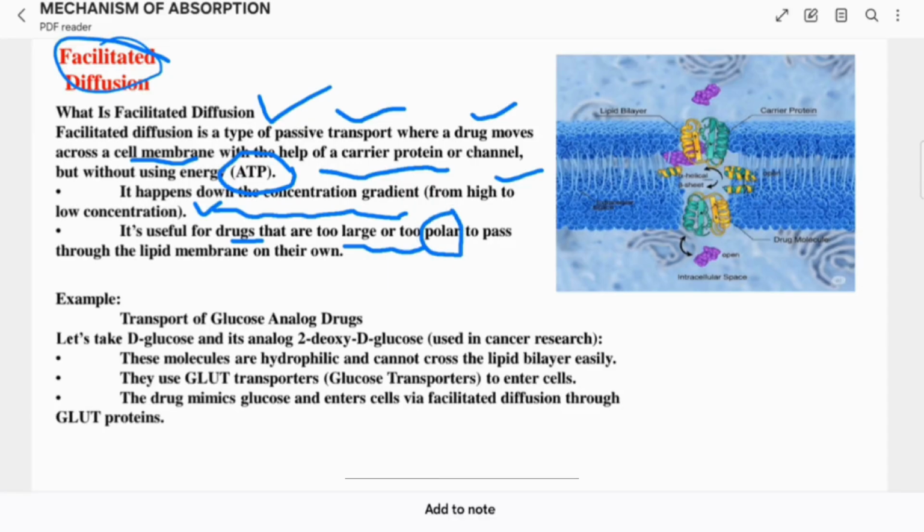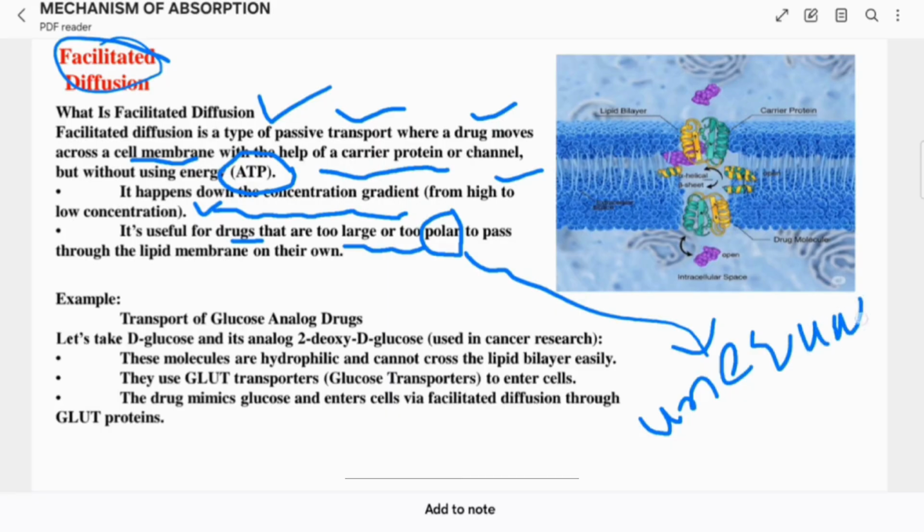Here polar means the drug molecules having unequal distribution of charges. Unequal distribution of charges, they are called polar groups. This mechanism is followed by the drugs which are larger in size and too polar. There is an example for this type of mechanism, that is transport of glucose analog drugs. Let's take an example, D-glucose and its analog 2-deoxyglucose, which is used in the research of cancer.